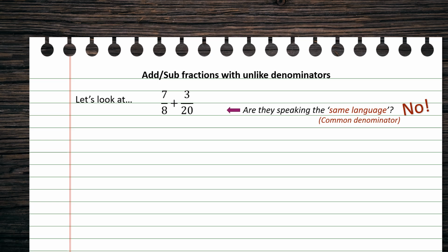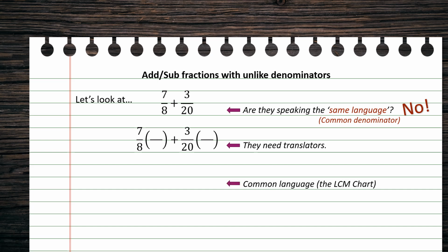Since they're not speaking the same language, we need to bring in translators. But before we can do that, we need to identify what is their common language, which means we need to find the least common multiple, so you need to take the time now to do the chart. From the chart, you should have identified that the least common multiple would be 40. So now that we've identified their common language, let's see what the translators are going to be.